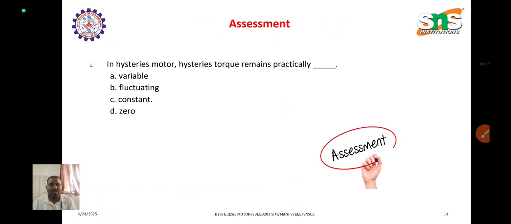And this is an assessment. In a hysteresis motor, the hysteresis torque remains practically variable, fluctuating, constant, or it may be zero. Put your answer in the comment section.